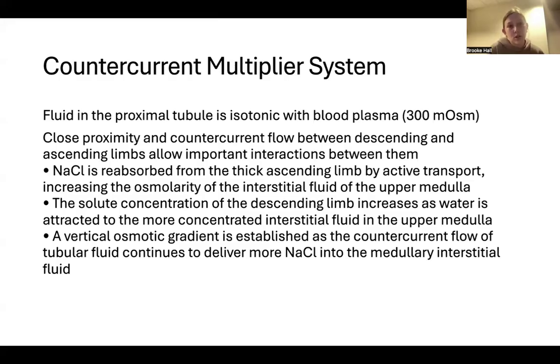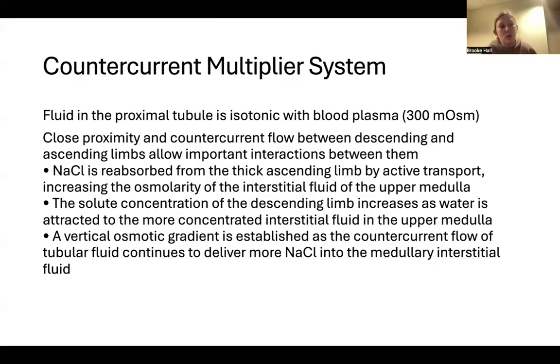So the countercurrent multiplier system. The fluid in the proximal tubule is isotonic with blood plasma. This is approximately 300. And the close proximity and countercurrent flow between descending and ascending limbs allow important interactions between them.